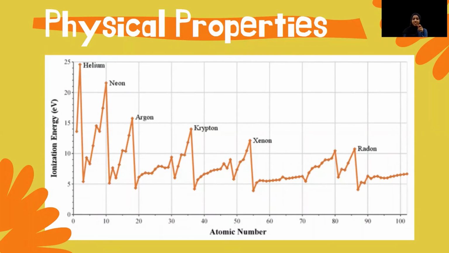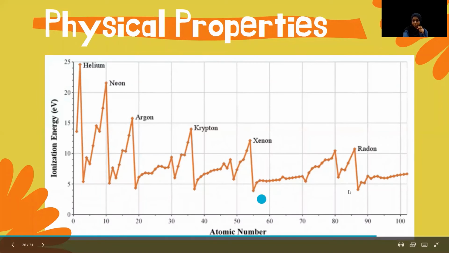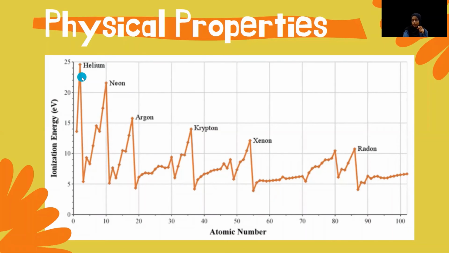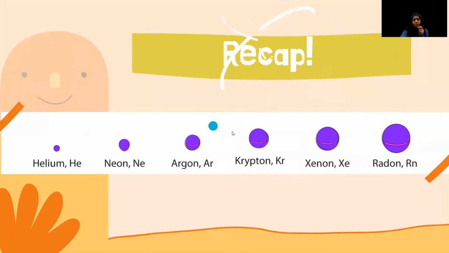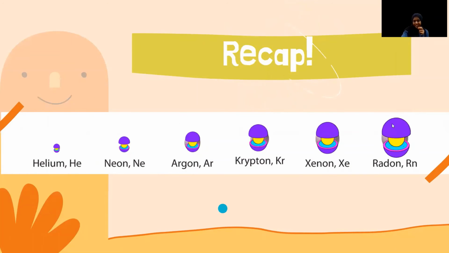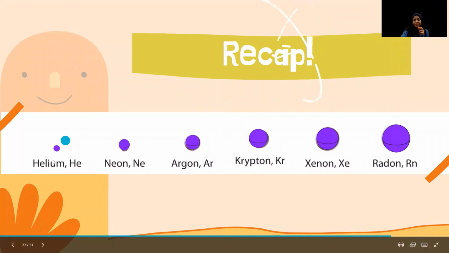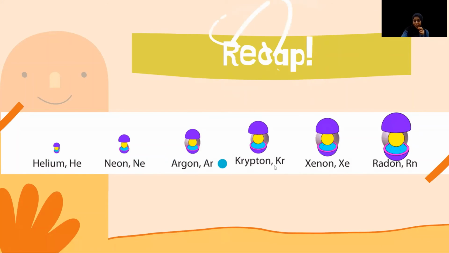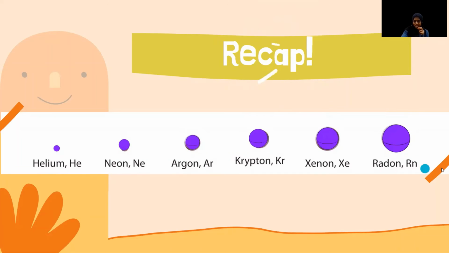Okay, continuing on to the next physical property, which is the ionization energy. Based on this graph, what we can conclude is that when the atomic number increases, the ionization energy of elements in group 18 decreases. Why is this so? Because if we see from this GIF, the atomic size of helium, neon, argon, krypton, xenon, and radon is increasing.